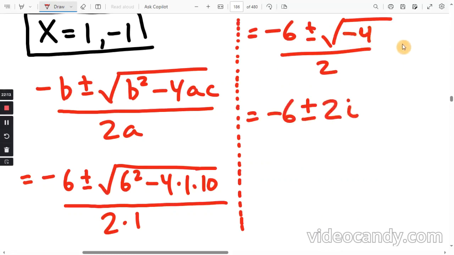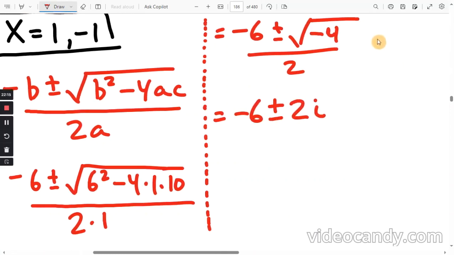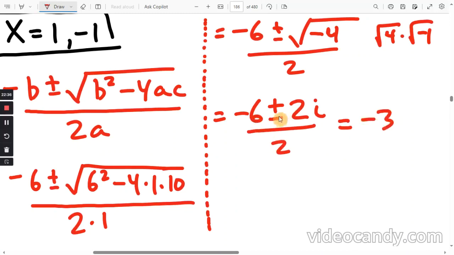Okay, because if you did the square root of negative 4, it's the square root of 4 times the square root of negative 1. That's going to be 2 times i, all divided by 2. All right, these are added or subtracted in the numerator over a common denominator. Negative 6 divided by 2 is negative 3, plus minus 2i divided by 2 is just i.